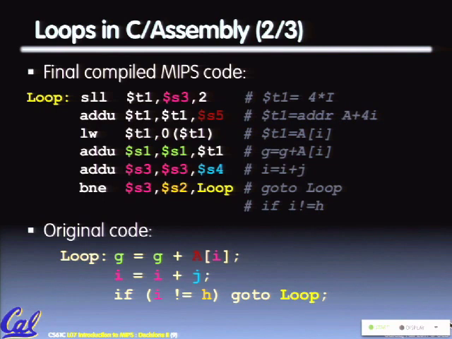So let's do this. Look at this. Shift left logical, T1, S3, 2. S3 is the red guy, which is the I. So now I times 4. T1 is I times 4. It says it here. Then I add that unsigned.